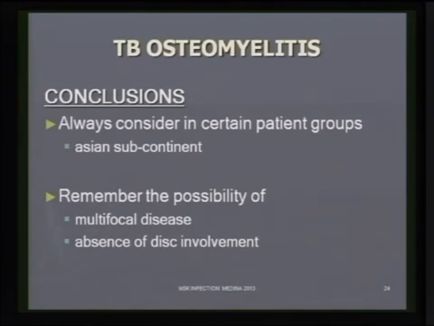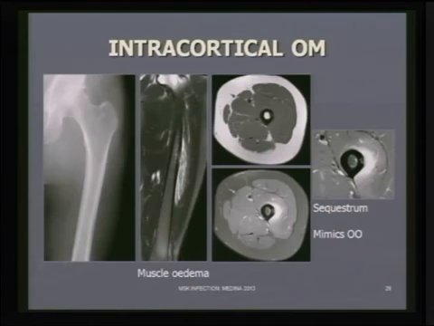So again, as a conclusion for TB osteomyelitis, I think always consider it in certain patient groups. For us, it's the Asian subcontinent. Remember the possibility of TB again when there's multifocal disease, even in the absence of any disc or end plate involvement in the spine. We've seen several cases of intracortical osteomyelitis, and these can present with symptoms and signs which can mimic osteoid osteoma, but it's not quite the same.